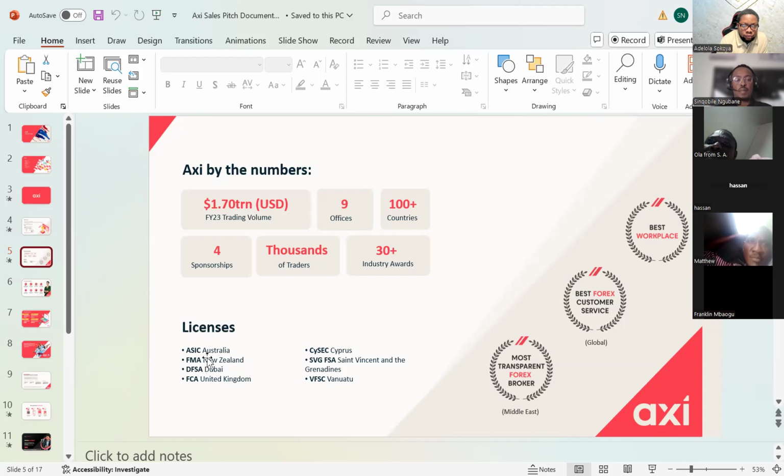The reason why I'm mentioning these licenses, you will notice once you start onboarding clients, more especially you, Adelola, you find that there are some regions that we can't onboard because when it comes to the regulation or the license that we have, we are quite strict on the business that we onboard because of the licenses that we have.